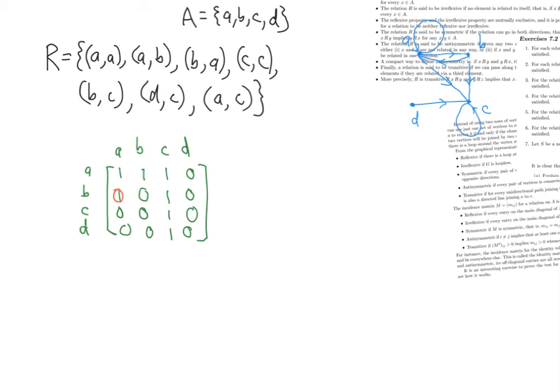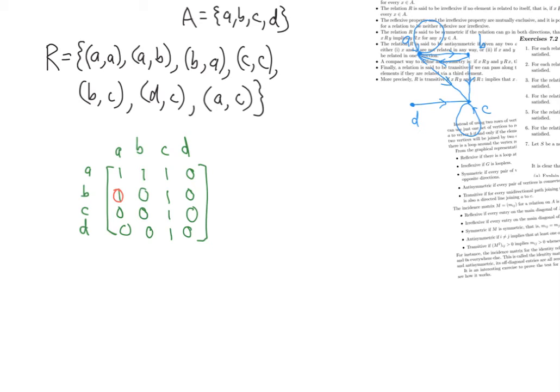What do we notice? Across the diagonal, we have 0 and 1, 0 and 1. Here we have 0 and 0. Here we have 0 and 1, 0 and 0. Here we have 1 and 0. In other words, we're never going to have a 1, 1 if we're going to have anti-symmetric.